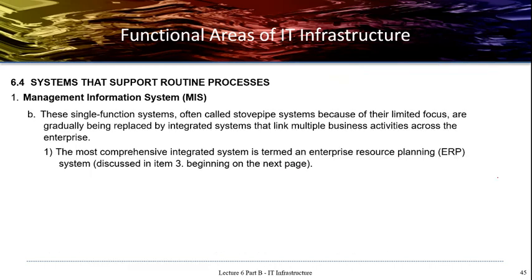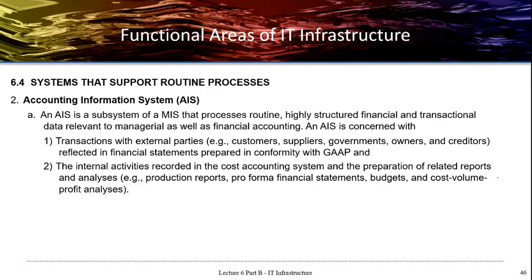So these single function systems, often called stovepipe systems because of their limited focus, are gradually being replaced by integrated systems that link multiple business activities across the enterprise. The most comprehensive integrated system is termed an enterprise resource planning system. So we know that enterprise resource planning is the most integrated system, and the entire enterprise resources can be planned. Okay, I'll explain in the next slides. So we'll discuss ERP.